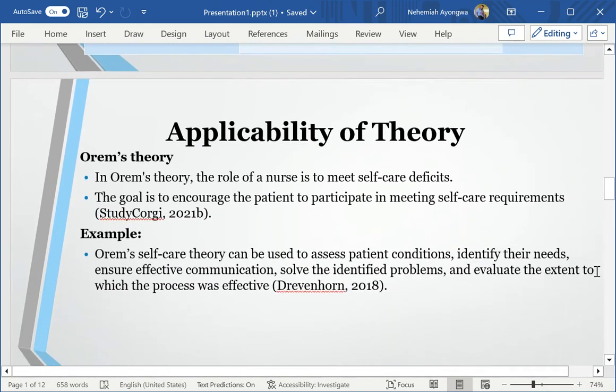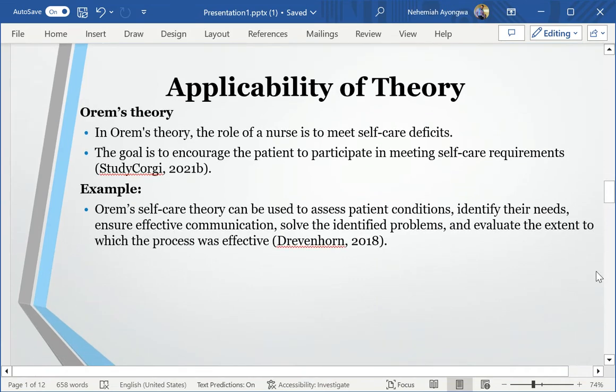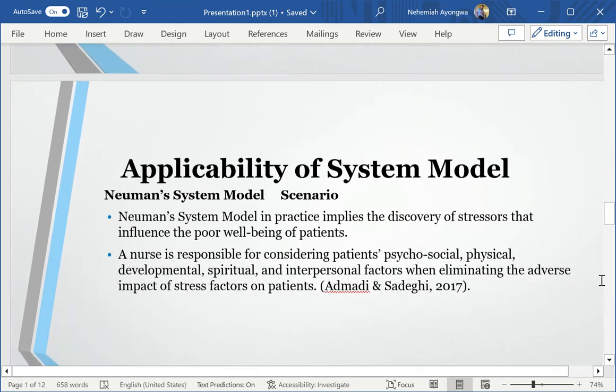Applicability of Orem's theory: the role of the nurse is to meet self-care deficits. The goal is to encourage the patient to participate in meeting self-care requirements. For example, Orem's self-care theory can be used to assess the patient's condition, identify their needs, ensure effective communication, solve the identified problems, and evaluate the extent to which the process was effective.